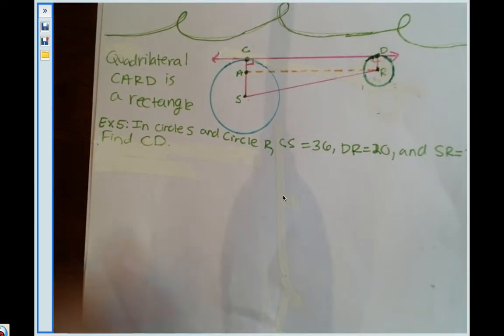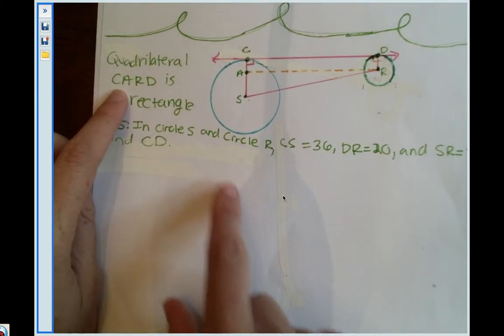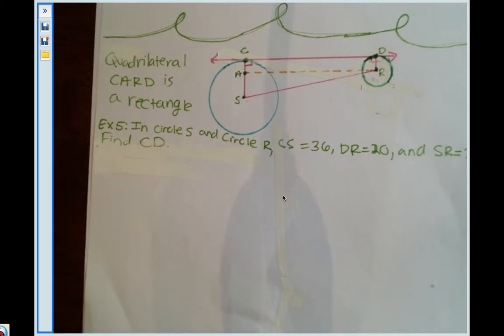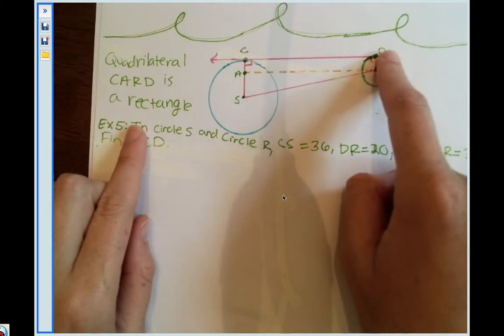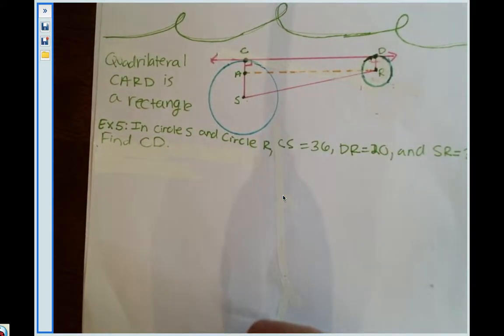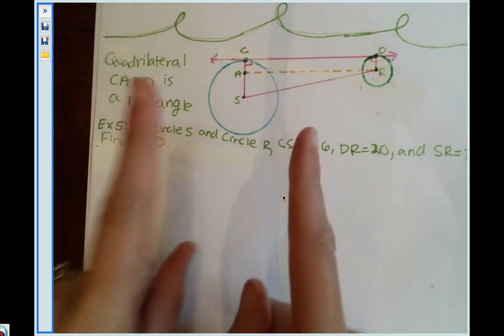Okay, but anyway, it says quadrilateral CARD. I love when my quadrilateral spells things. It's fun. But anyway, quadrilateral CARD is a rectangle. So we can assume that it is a rectangle, which means we can apply any of those lovely rectangle properties that you guys have already learned about. So keep those in mind.